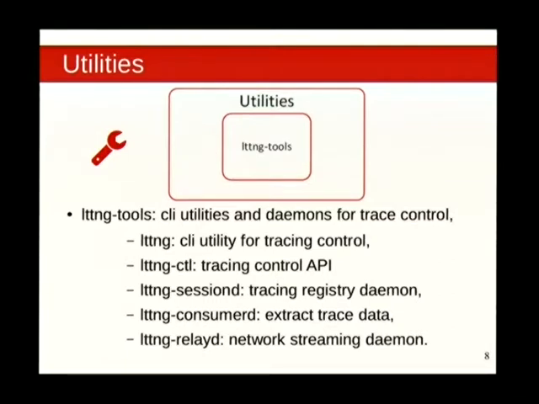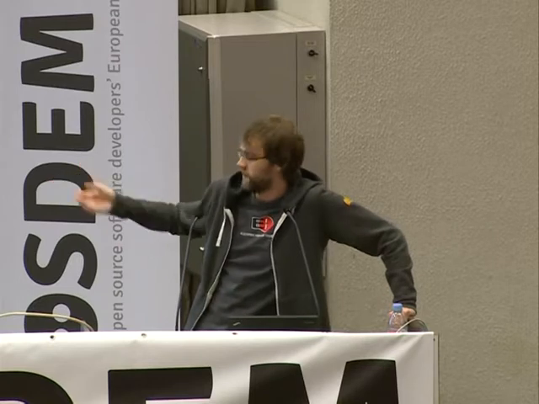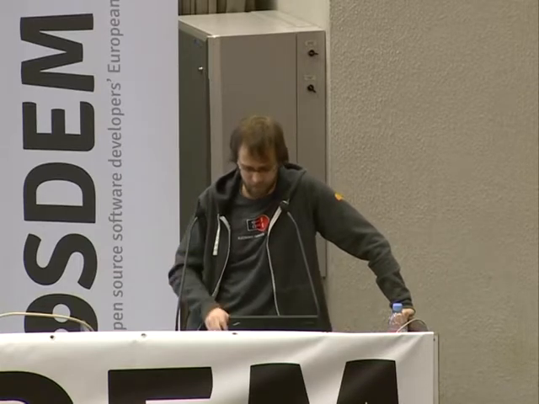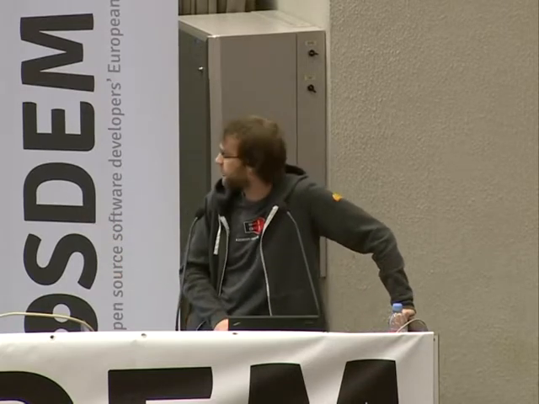We have relay-D, which makes it possible to stream the trace over the network. So you can extract traces from machines, put them on the network, and then analyze them later on. So this is relay-D, the streaming daemon. And the consumer-D is the one that extracts. So there's a bunch of daemons. You don't really need to care about that when you trace with LTTng. But if you want to contribute or do development in LTTng, those are the components.